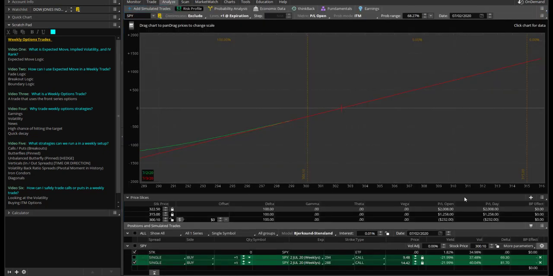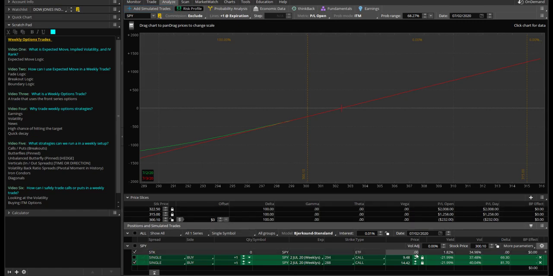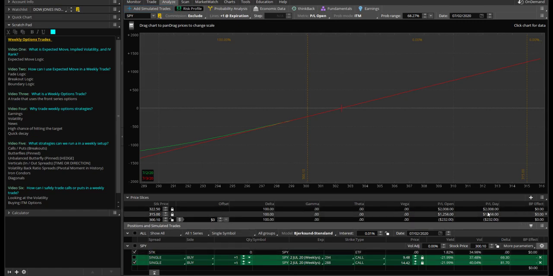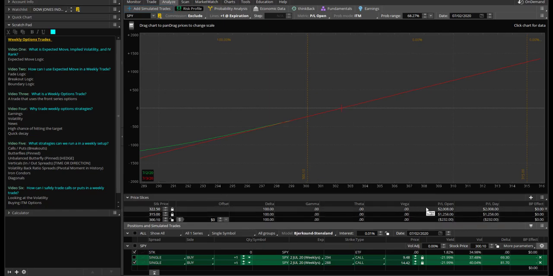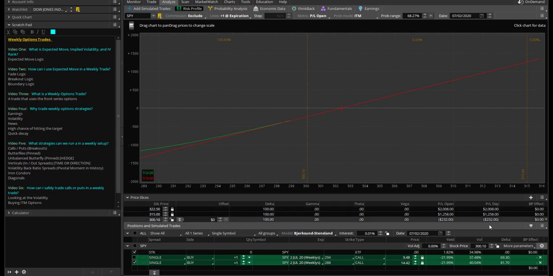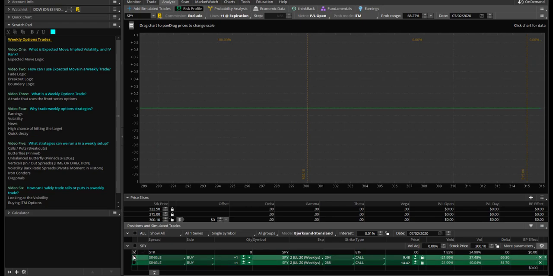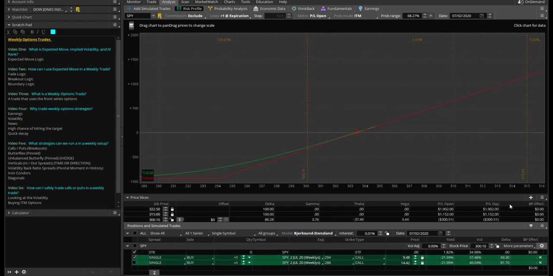If it did, if it made it to 315 at expiration, this call would be profitable at $1,258. If it broke out from there, it could have a max value of $2,000. But what about that other one, the cheaper one here, right? The 294 option instead of the 288. So let's swap it over. Now my max profit is 1152 or 1900.